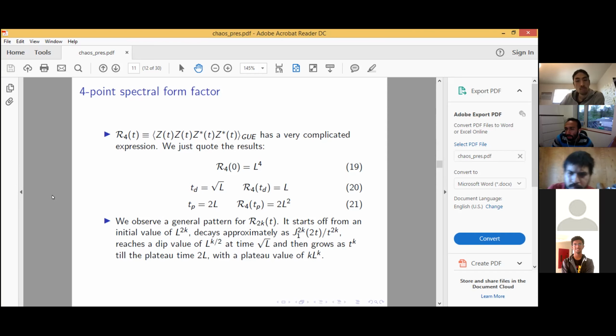Sorry, all the odd ones vanish. Is that right? R3, R5. Yeah, they should vanish. Sorry, why do they vanish? So we would have something like Z star and Z that I think would become an odd function under the Haar integral. Roughly speaking, the intuition is there's a Gaussian and all the odd point functions of it will go away. I see. Thank you. Okay.